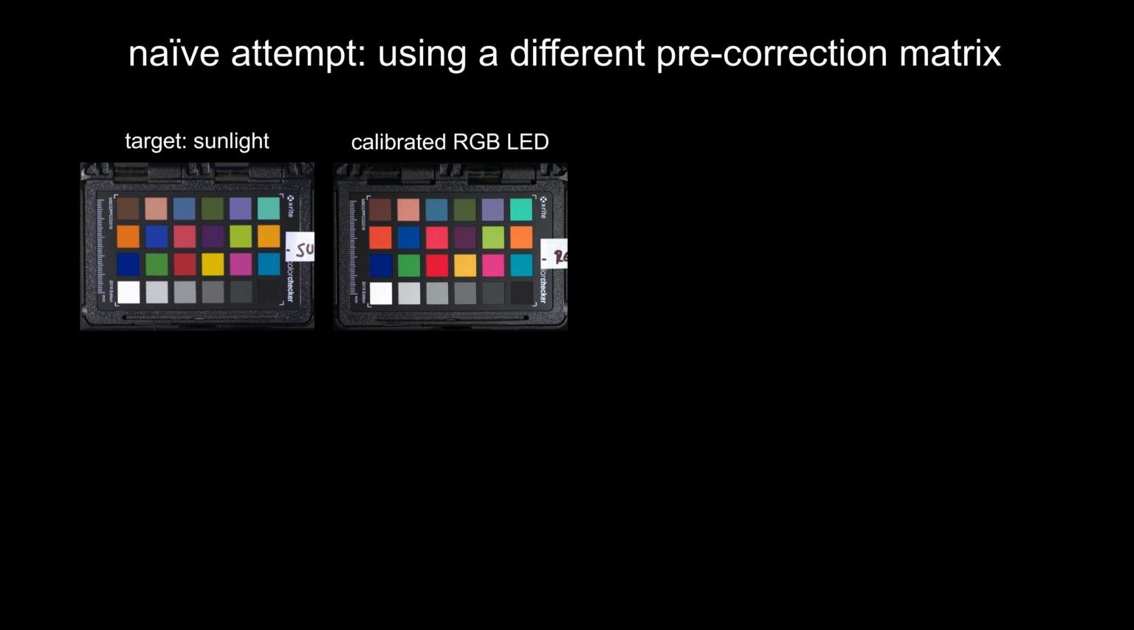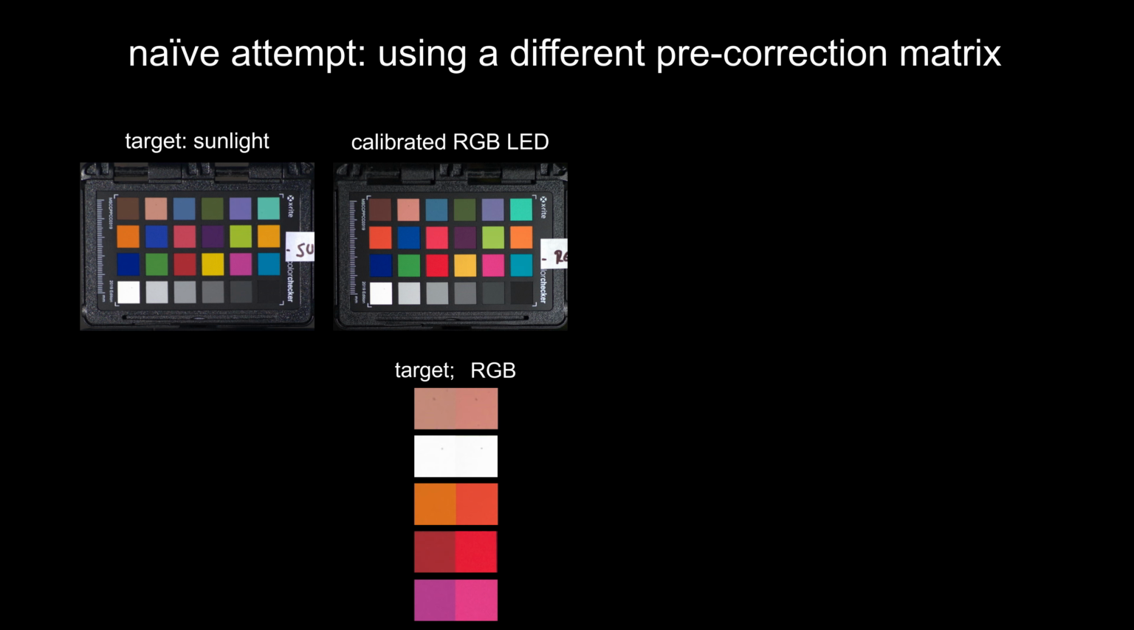So we have on the left our target chart, which is under sunlight in this case. And on the right, we're looking at a chart photographed inside a calibrated RGB LED virtual production stage. Now, if I sample the pixel values from some of these squares, you can see here that, okay, it's calibrated, so the whites match, which is great.